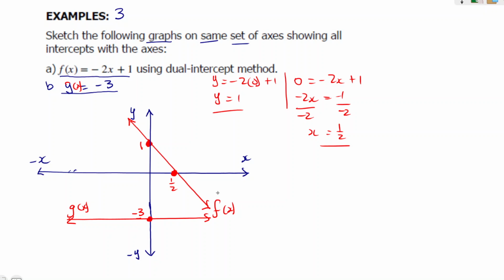Yeah, so this is the end of our video for the linear function, or the straight line graphs. Now we are going to the second video, which will be the quadratic function, or the quadratic graphs.